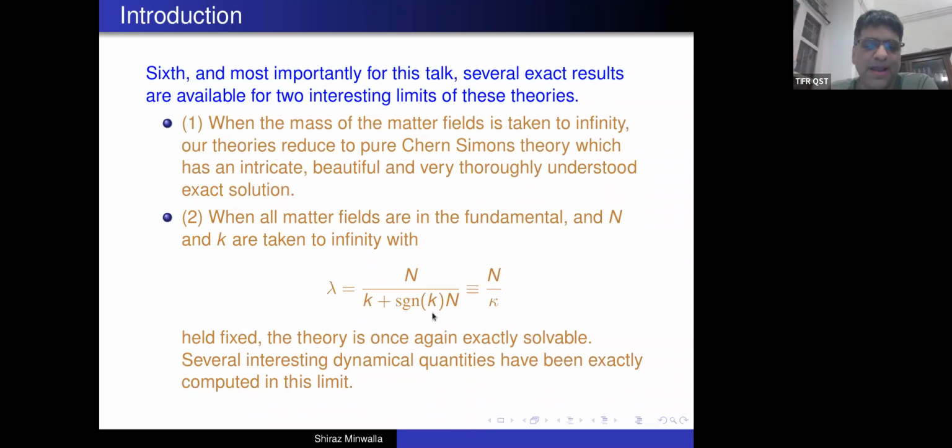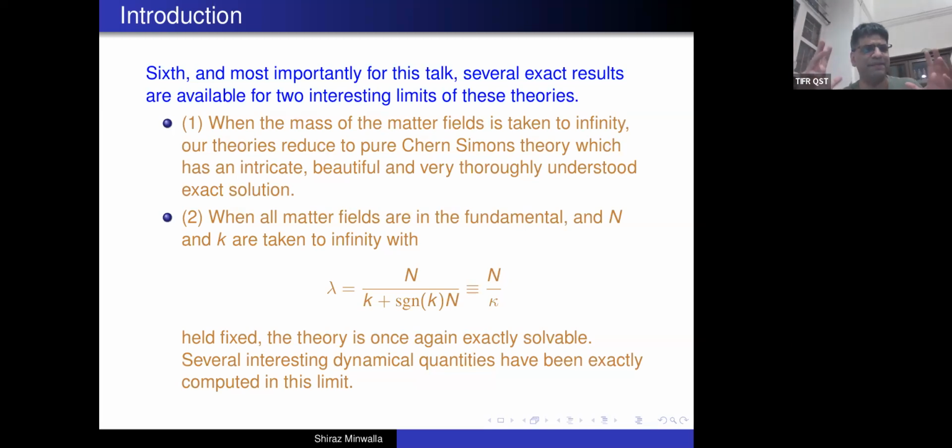Or the way I've said it here is perhaps more precisely the way I'll look at it in my talk. You take n goes to infinity, k goes to infinity with n by kappa held fixed, where kappa is k plus sign k times n. So if every number in the game is positive, kappa is k plus n.